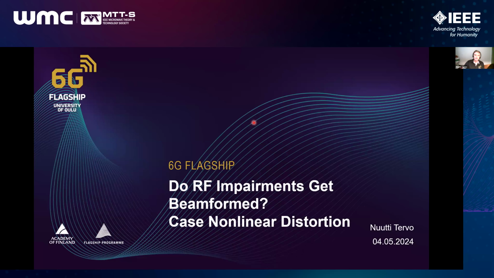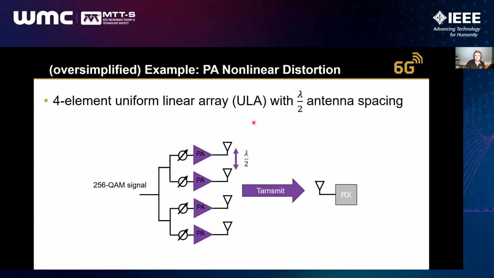So with that, I think we can talk a little bit more about the RF impairments in beamforming. And now the question is, do RF impairments get beamformed? First we talk about the nonlinear distortion. Does it get beamformed? To understand that, let's use an example.